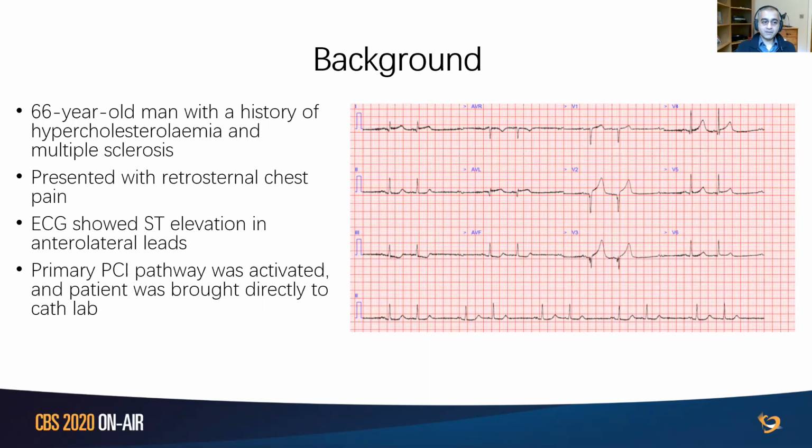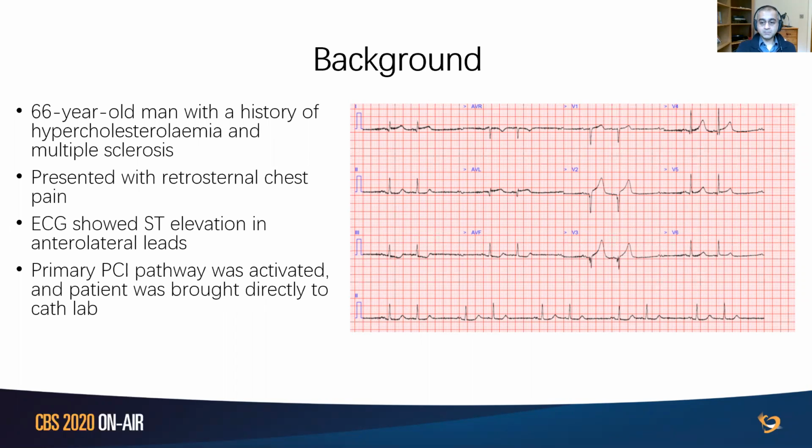So just to give you some background, this is a 66-year-old gentleman. He presented with retrosternal chest pain. As you can see, he's got anterior ST elevation and also lateral ST elevation on his ECG with some inferior ST segment depression. So he was brought directly to our cardiac cath lab for primary PCI.